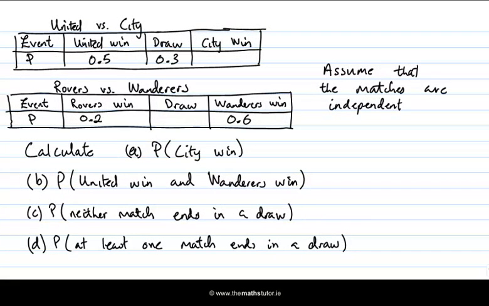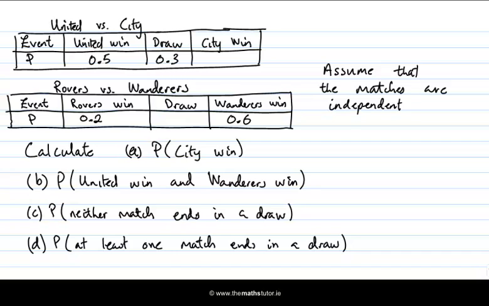So in this lesson, we're just going to run through a problem that involves using the various laws of probability that we've talked about in other lessons. The setting here is that we have two football matches: United versus City and Rovers versus Wanderers. I'm not saying where these United, City, Rovers and Wanderers come from. They're just some generic football teams. And so they're playing two matches. United are playing against City and Rovers are playing against Wanderers.